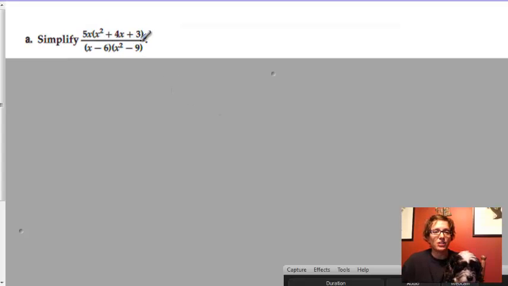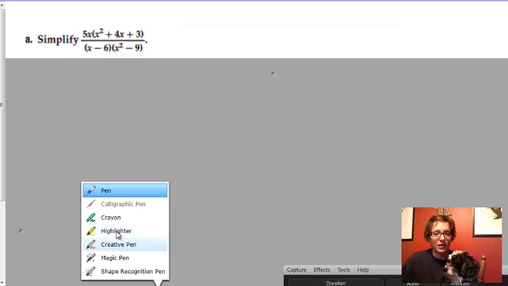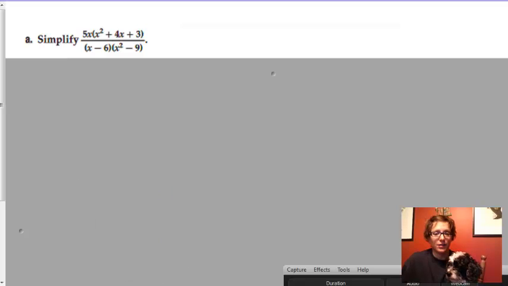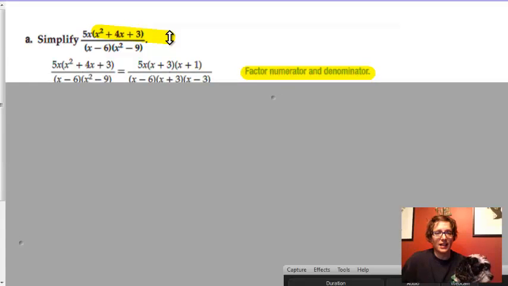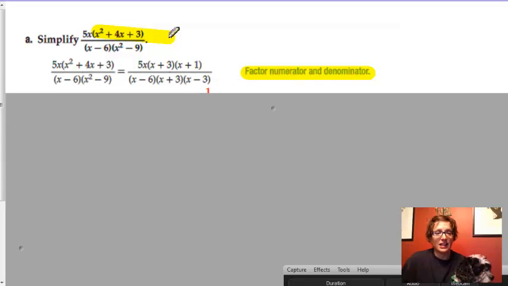But if we factor this right here, we learned those skills, that MA method from yesterday. It's a highlighter. Right here, we took the time to do an MA method for that. We could rewrite that like this: 5x times x plus 3 times x plus 1.